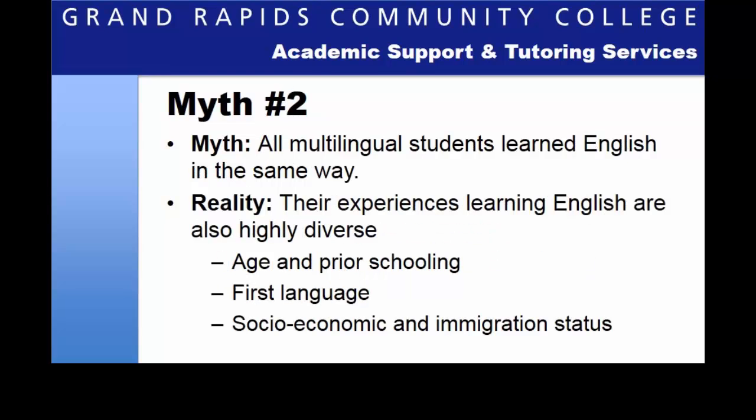Myth number 2. Multilingual students learn English in the same way. As we've seen, this is patently not the case. The location of where a student first studied English can impact how they were taught the language. But there are other important variables to consider as well, such as the age of the learner, his or her first language, and even their socioeconomic and political status. These can all have an influence on how they were taught English.